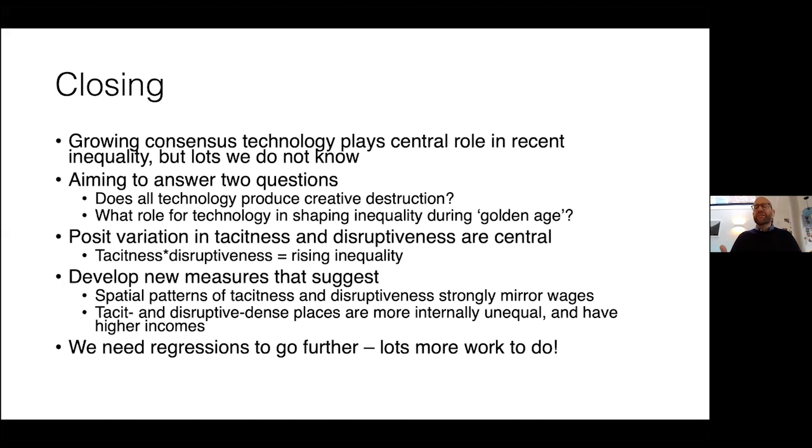So of course, there's lots more to do. We need to think about other factors beyond technology. We need to, of course, think about regression. But at this point, we're just playing around, but we think it's suggestive playing around. And there's lots more to do.